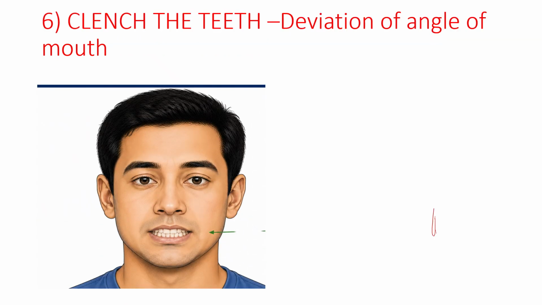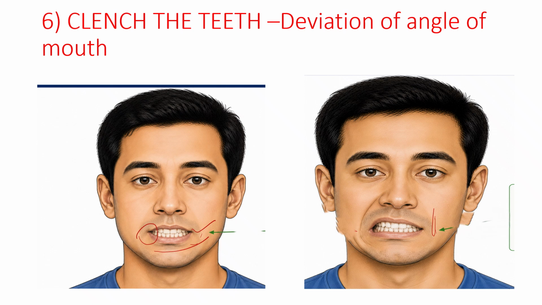Next, we ask the person to clench the teeth and we look for the deviation. So here if you see, this is a normal person. When he's clenching the teeth, the angles of the mouth are both at the same level. Whereas in a patient with seventh nerve palsy, when he clenches his teeth, we notice that the angle of the mouth is getting deviated to the normal side. This is the normal side and this is the affected side. So the angle of the mouth gets deviated to the normal side.